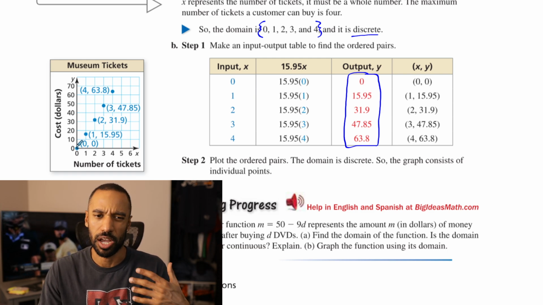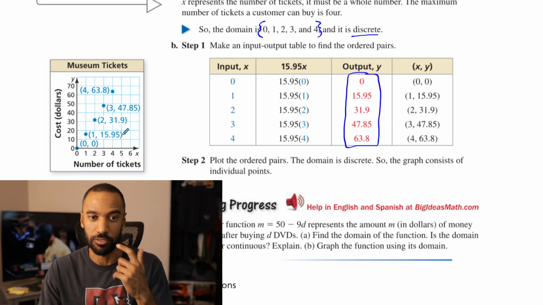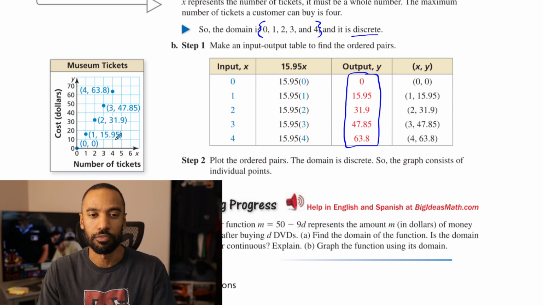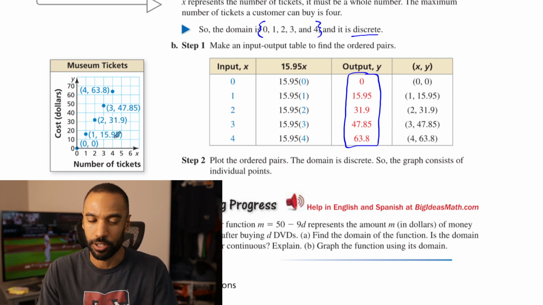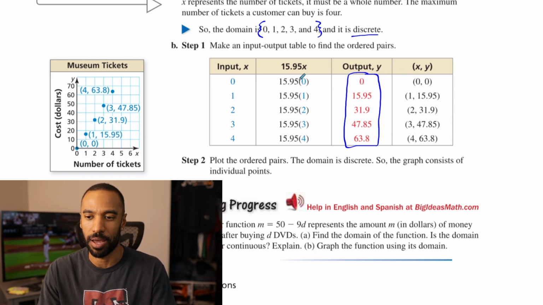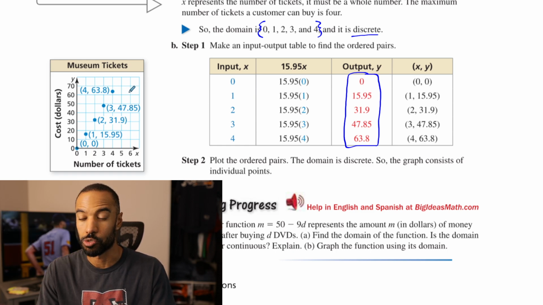Now, I'm not going to spend time talking about how we do graphs or anything like that, but one thing we have to be careful of is our scaling. So 15.95, very close to 16. You might as well make it a 16. But anyway, 1 ticket is $15.95. 2 tickets is $31.90. 3 tickets, etc., and 4. And then we plot those points.